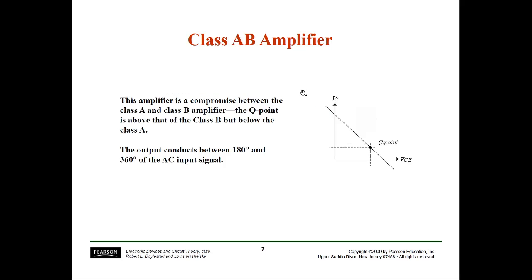Class AB amplifier. In the class AB amplifier, what will happen? It is a combination of class A and B, in which the Q point is at this point. Normally, in A, you will find the Q point at this end of the red line, and in B, you will find the Q point at this one. So due to this, the conduction is greater than 180 and less than 360 degrees of the input cycle in the class AB amplifier.